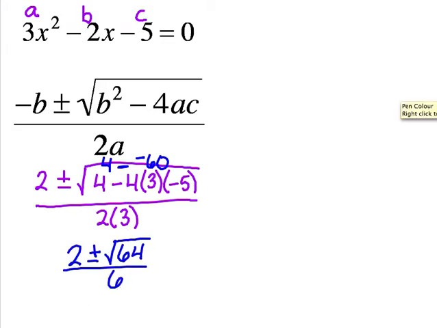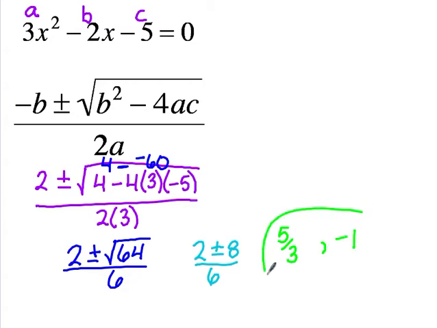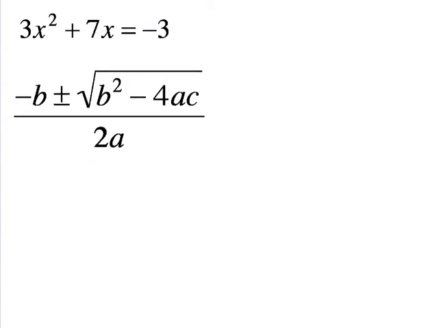So simplifying that down, it's going to be 2 plus or minus 8 over 6. So what is 2 plus 8 divided by 6? 5/3, because it would be 10 over 6. And then what is 2 minus 8? Yep, negative 1. Good job. So pretty straightforward. Okay, so we're going to go ahead and look at another one, and this will be the last one that we do.